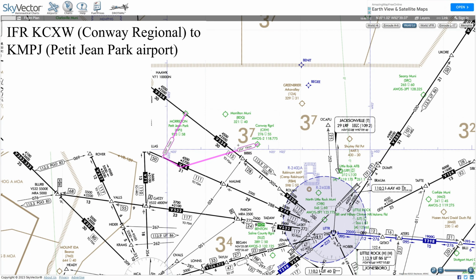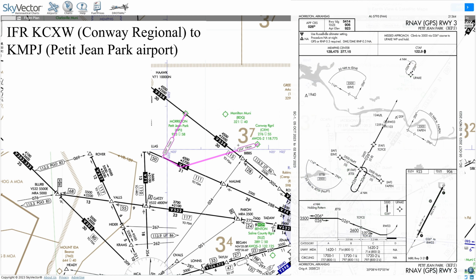So now that we've looked at the basics of how this type of approach works, let's hop in the aircraft and take a short flight to demonstrate how to fly it. We'll conduct a short IFR flight in the G1000 equipped Cessna 172 from Conway Regional Airport in Conway, Arkansas. The identifier on that field is Kilo Charlie X-Ray Whiskey, to Petit Jean Park Airport that's located in Mount Petit Jean State Park just to the west of Morrilton, Arkansas. The identifier on that airport is Kilo Mike Papa Juliet. We'll plan to fly the RNAV GPS to runway 3 at Petit Jean Park, which is an LNAV only approach.